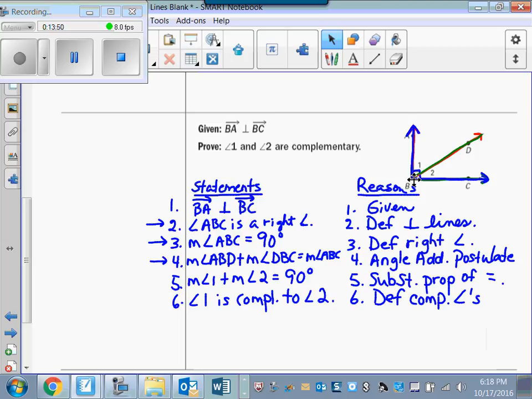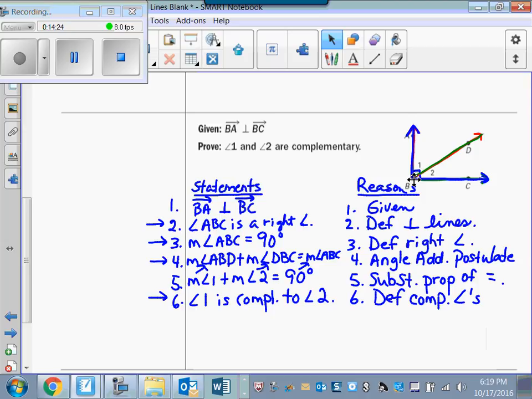And then in my next step, I'm just going to substitute everything I know. I'm going to substitute the measure of angle 1 in for the measure of ABD, the measure of angle 2 in for the measure of angle DBC, and then from statement number 3 I can substitute 90 degrees in for the measure of angle ABC. All that I just did using the substitution property of equality. And finally I can say angle 1 is complementary to angle 2, because that's the definition of complementary angles.